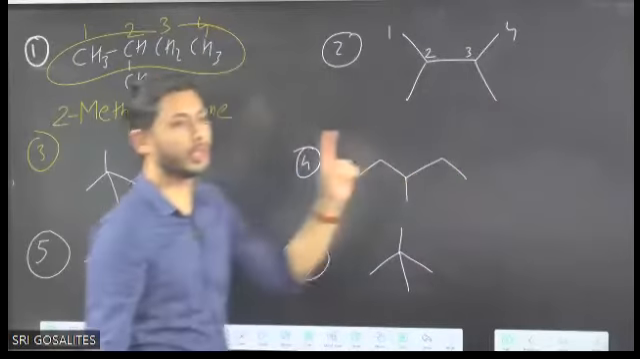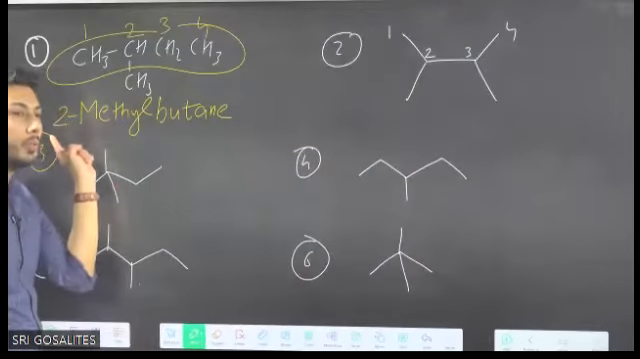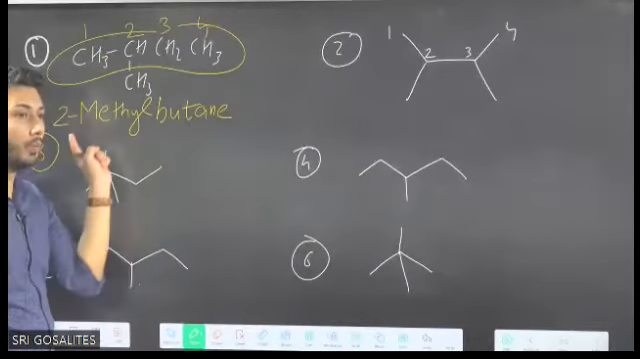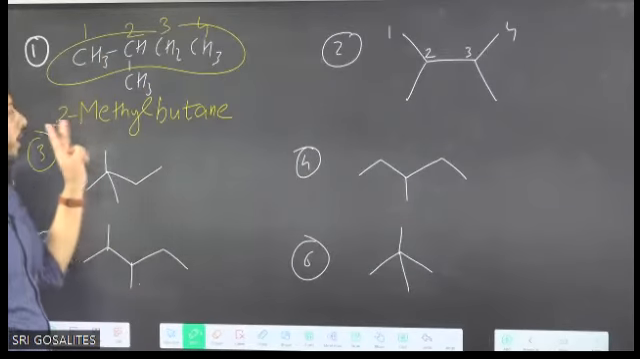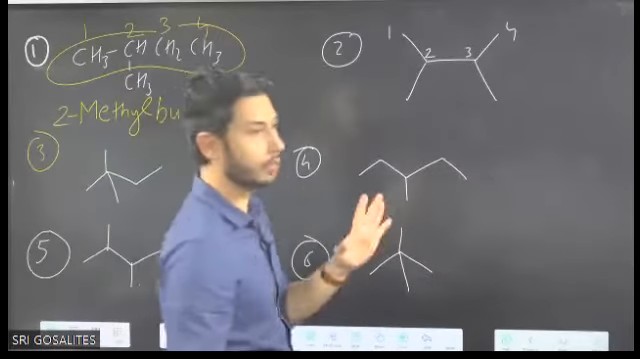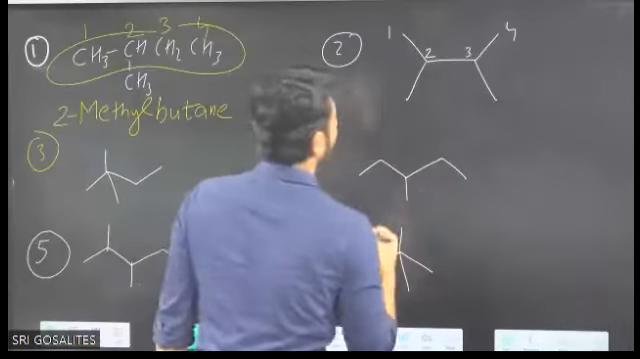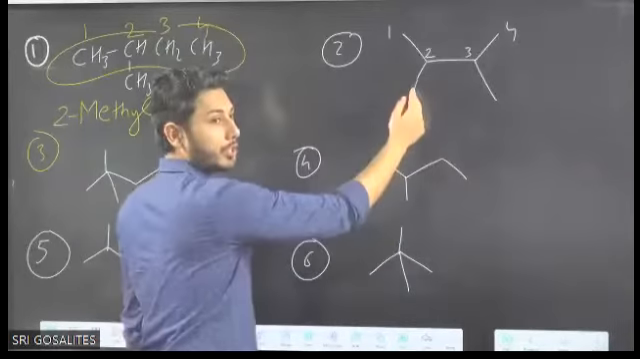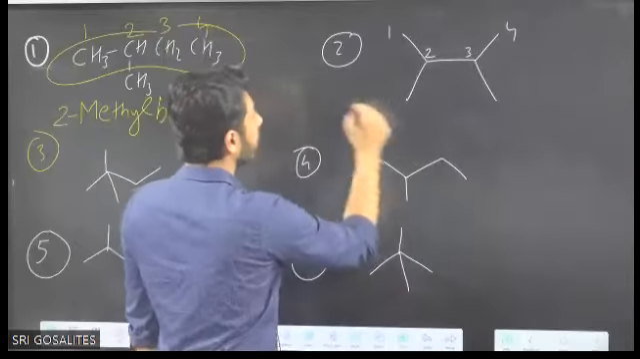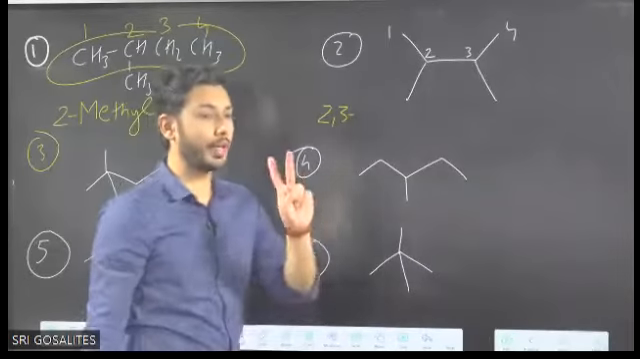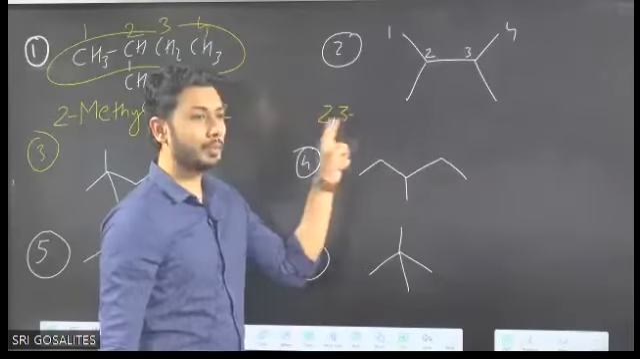2 means position. Here 2 means position in the parent chain. How many? 1 methyl at second position, that is why 2. Use earphones for the lecture. It is always better. Numbering is done. Now naming. Firstly, what is written? Prefix. At which position? Second and third. It is 2, 3. How many times? 2 times. 2, 3 position.